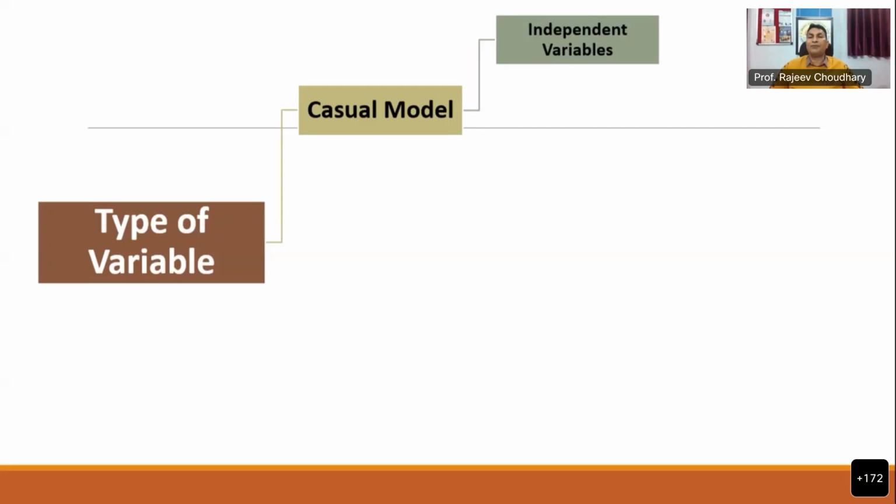The first one is an independent variable. Let's formulate a hypothetical title to understand in a proper way. Let's formulate a title: Effect of drug X on Y disease.